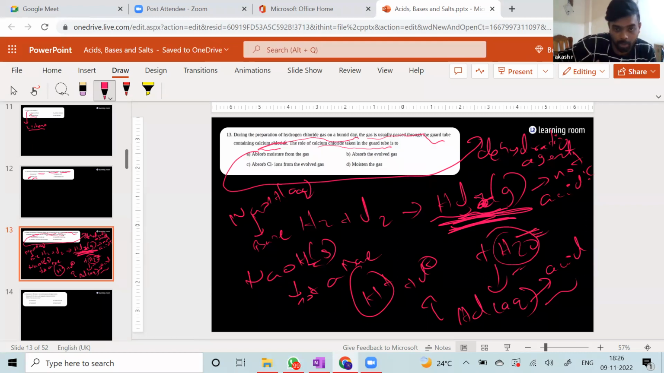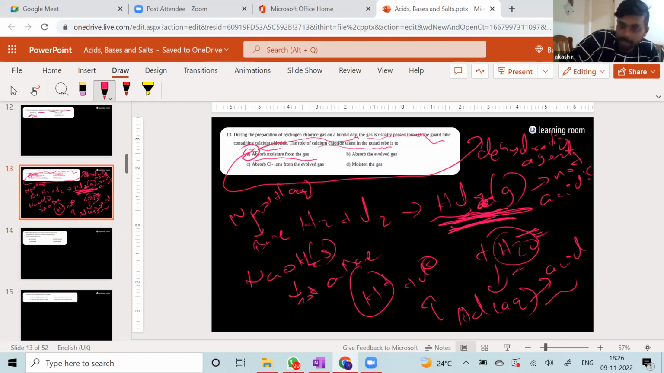It's a dehydrating agent. What do you mean by dehydrating? Removing water molecules from the substance, right? So obviously, what is going to be the answer? It is going to absorb moisture from the gas. Moisture is water, right? So the answer for this question is A. Okay. Next. Hey, everybody understood? Anybody want me to repeat whatever happened here? Awesome. Okay.